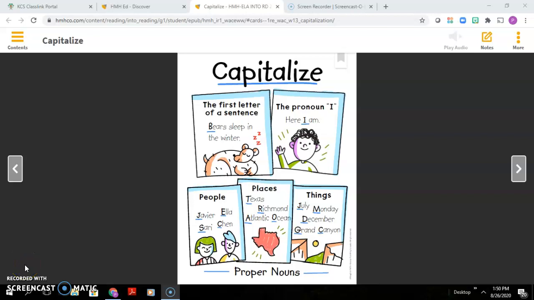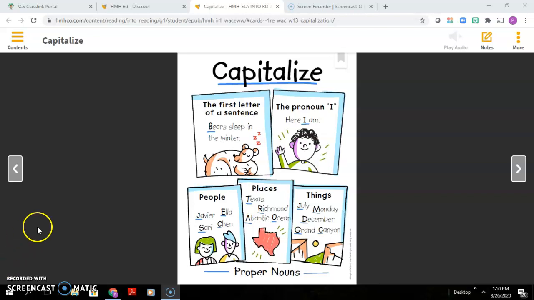Hello. Yesterday we talked about revising our writing, and we said when we revise our writing, we're either adding sentences, taking sentences away, or adding words or taking words away that do not relate to what we're writing about. Today we're going to talk about the editing stage of our writing, and we're going to be looking at capital letters. What parts of our writing need capital letters? What lowercase letters need to be capitalized?